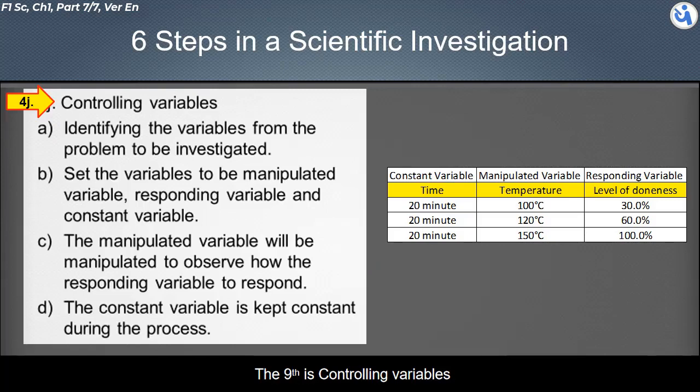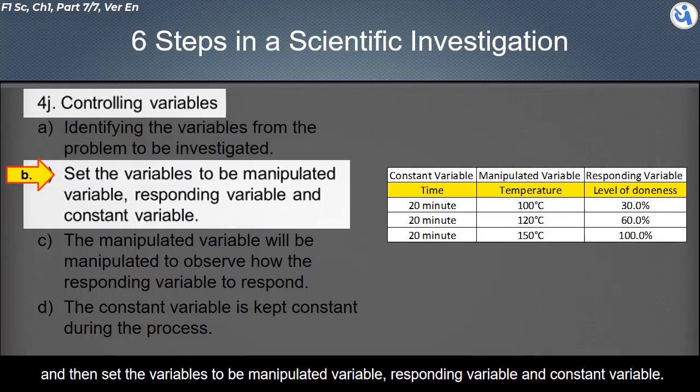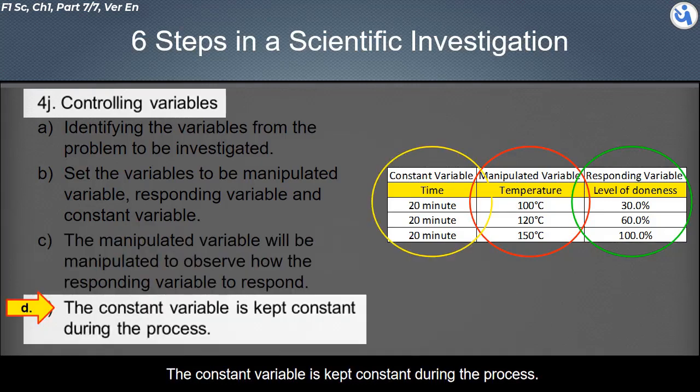The 10th is controlling variables. This is a skill of identifying the variables from the problem to be investigated, and then setting the variables to be manipulated variable, responding variable, and constant variable. The manipulated variable will be manipulated to observe how the responding variable responds. The constant variable is kept constant during the process.